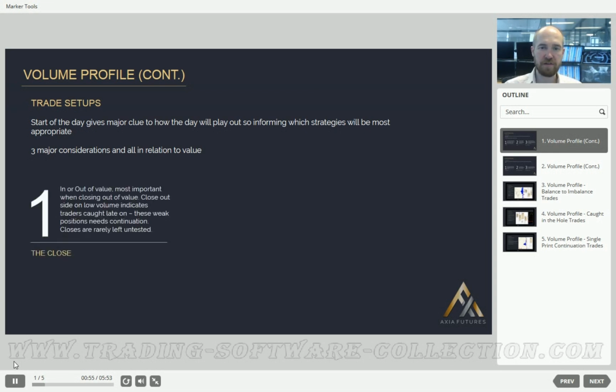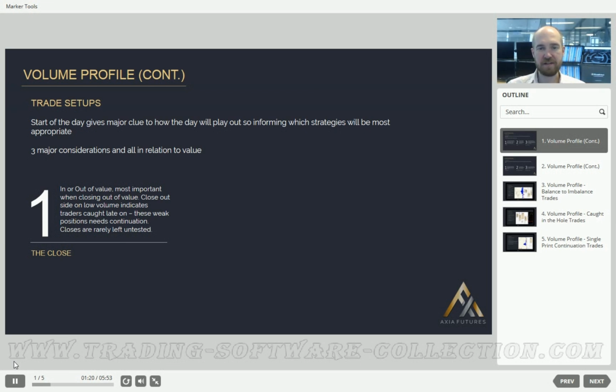So let's move on, tackle the close first. Your close is very important in the sense of, if we close out of value, and this is where I feel it's more important, if you get a close out of value, what this is saying to you is that late on in the day, participants have moved the market lower or higher and have then held those positions overnight.